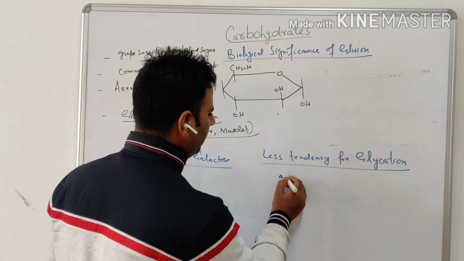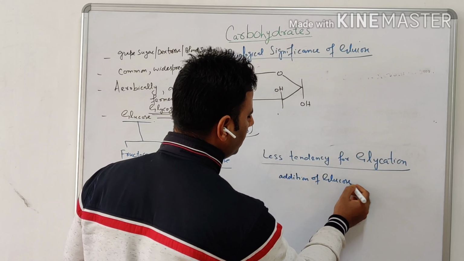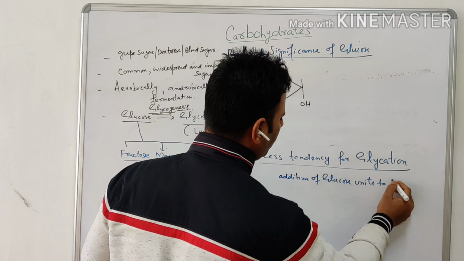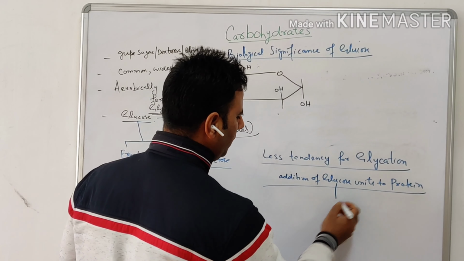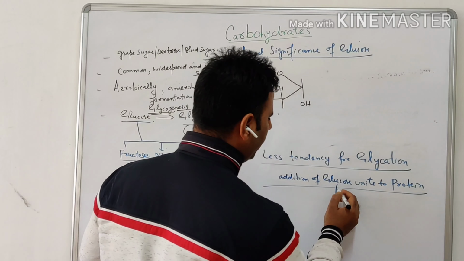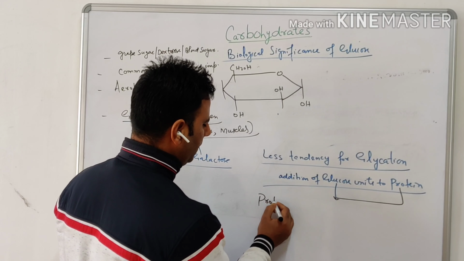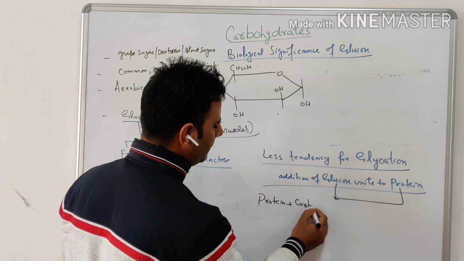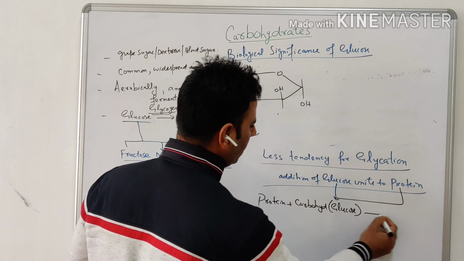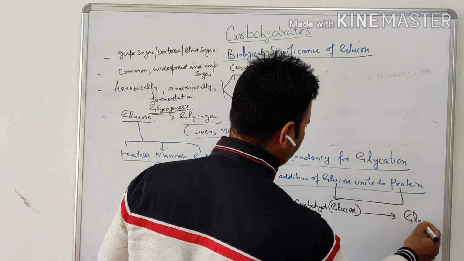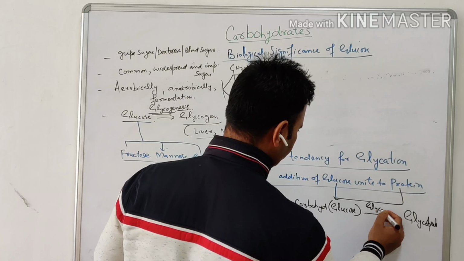Glycation is the addition of glucose units to proteins or fats. I mean to say, when we add carbohydrate in the form of glucose to the protein, for example, it will form a glycoprotein, maybe. This process is known as glycation.